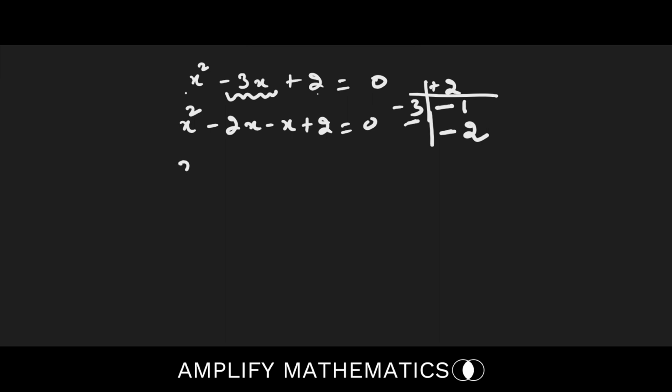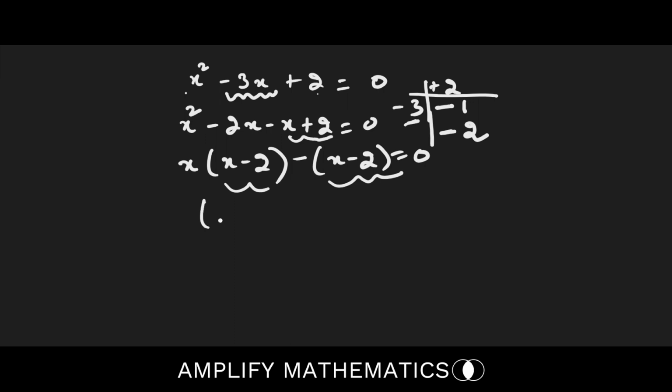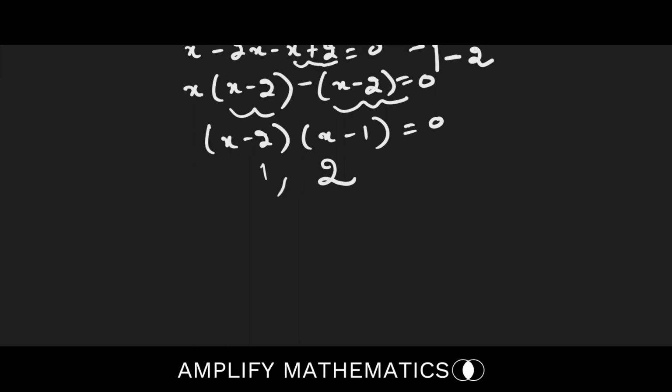Okay, so this is x into x minus 2, taking minus 1 common in these two terms, minus x minus 2 is equals to 0. Taking x minus 2 as common, we get x minus 2 into x minus 1 is equals to 0. So the roots of this equation are 1 and 2. Okay, now if this is alpha, this is beta, sum of roots alpha plus beta is 3.